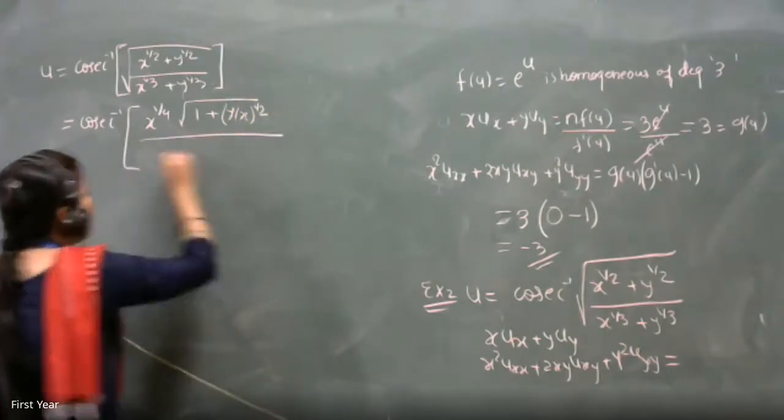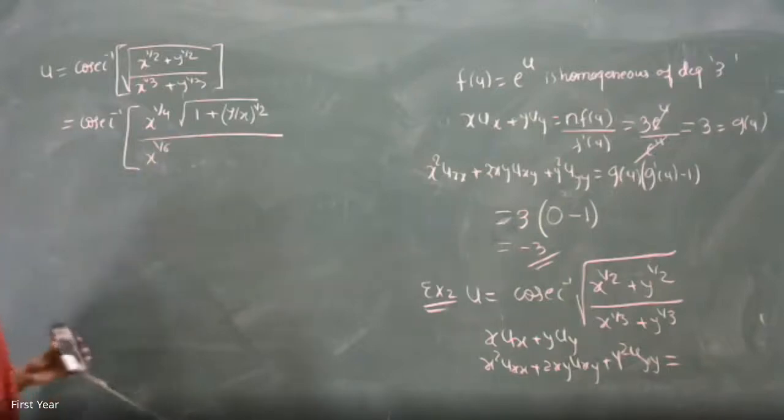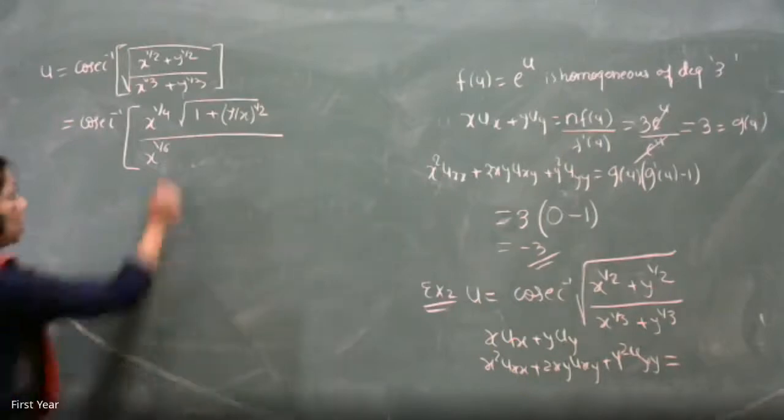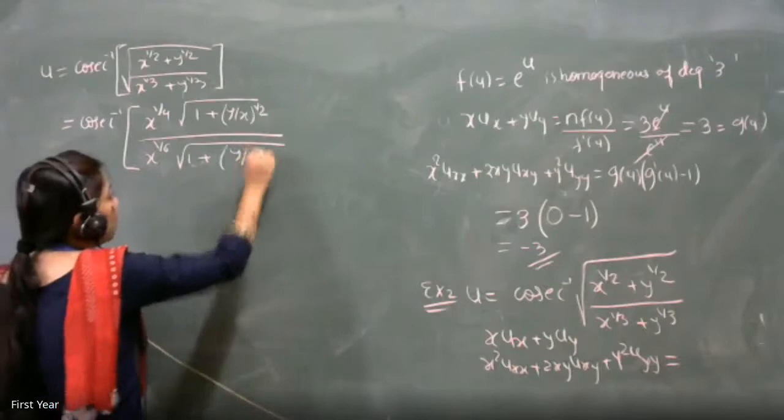In the denominator, I take x raised to 1 by 3 raised to half, meaning 1 by 6. 1 by 6. Do you all understand? 1 by 3 raised to half means half into 1 by 3, that is 1 by 6, into square root of 1 plus y by x raised to 1 by 3.